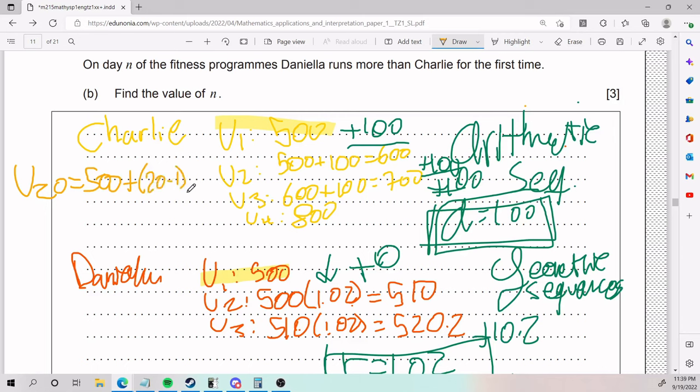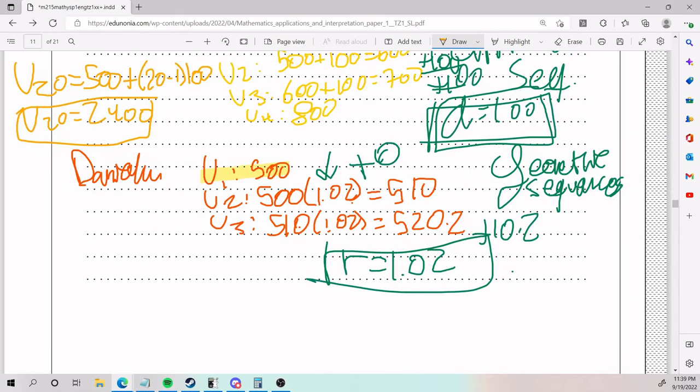20 minus 1, times 100, see? So if we go ahead and solve that, we're going to end up with U20 being equal to 2,400, see? Trust me, you can use your calculator. For Daniela, we have a similar approach, just that we use the other formula.